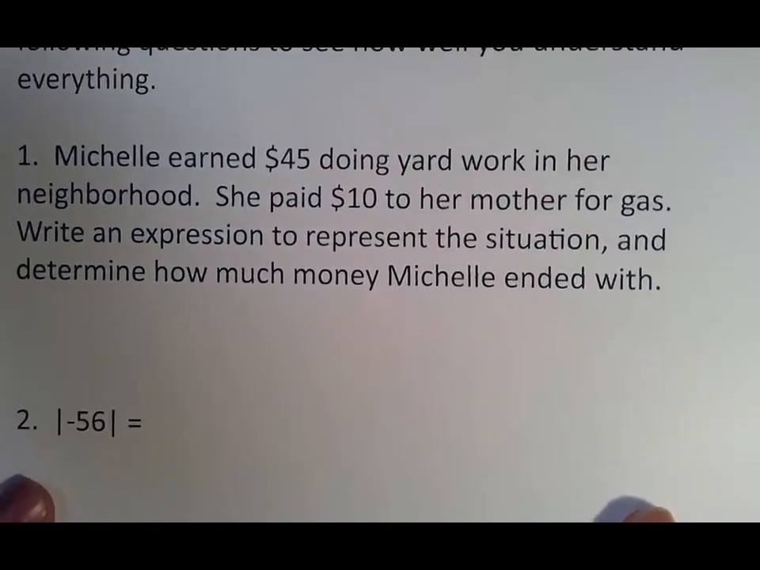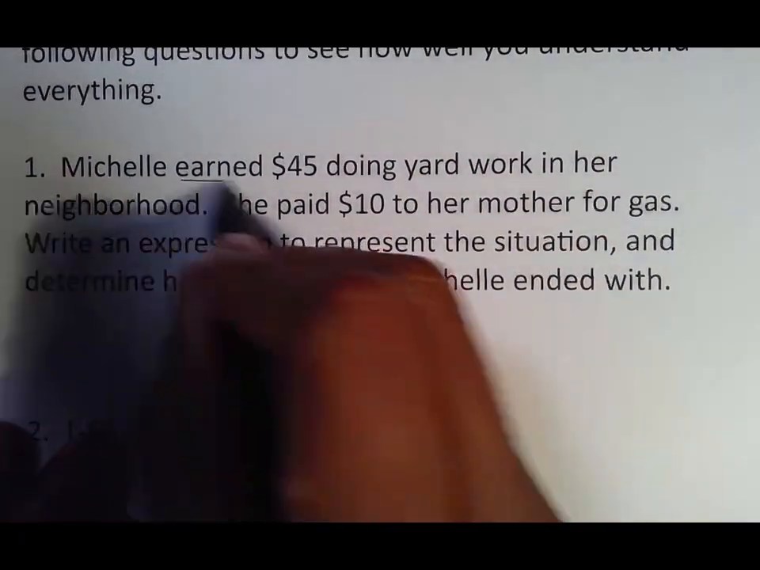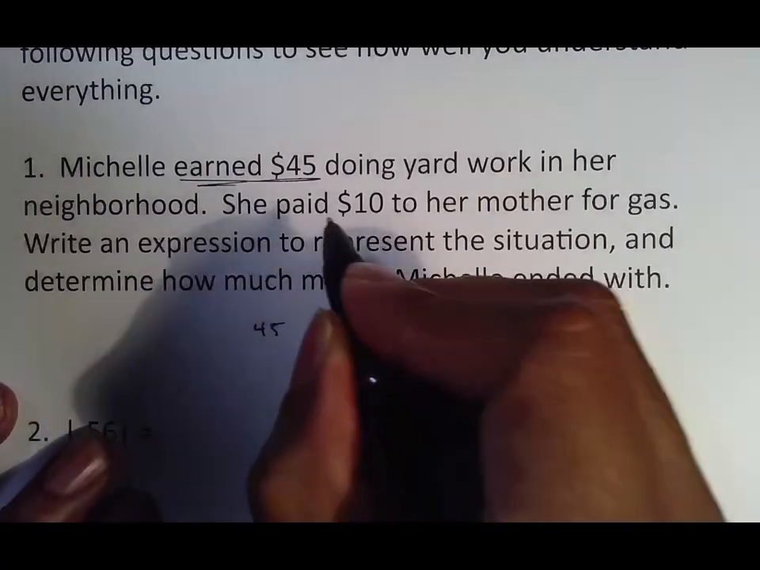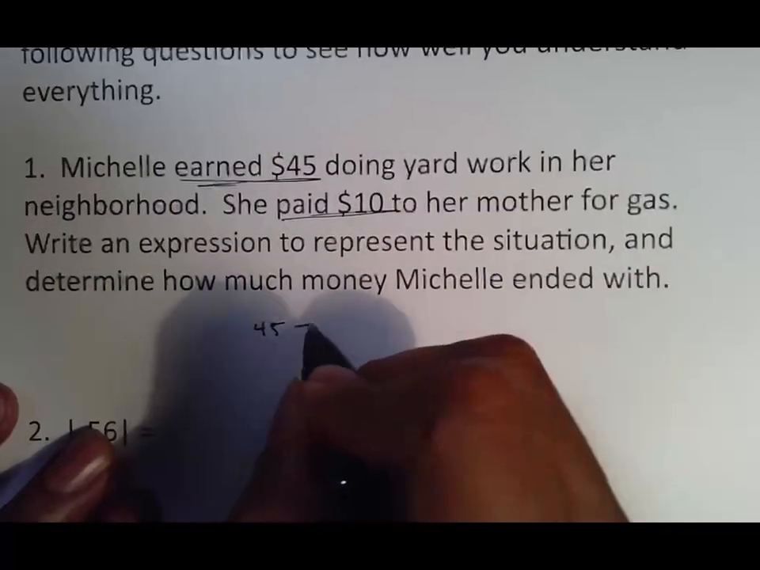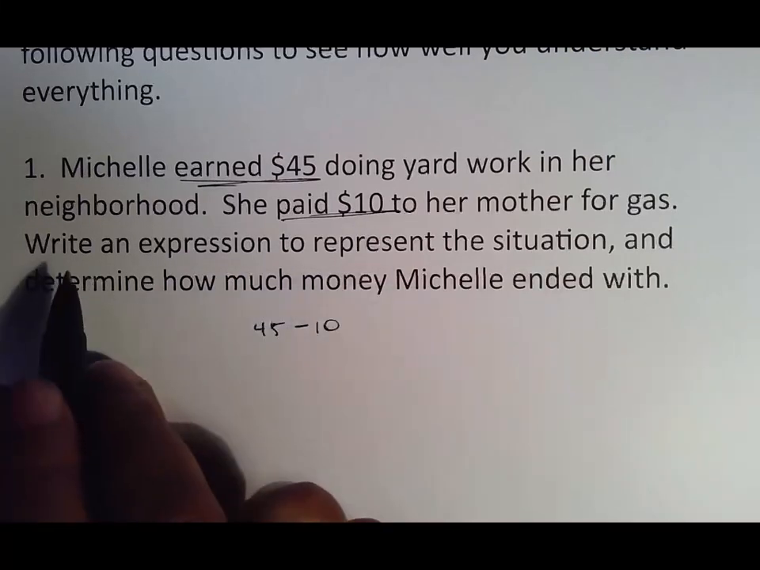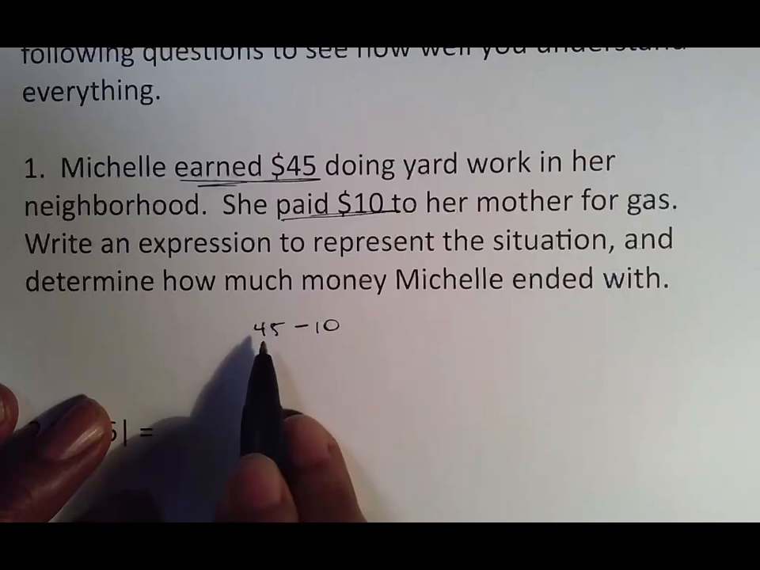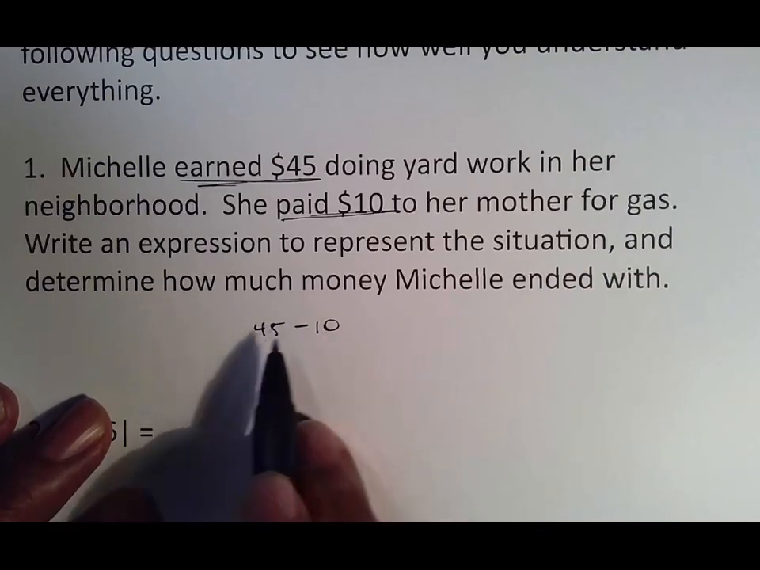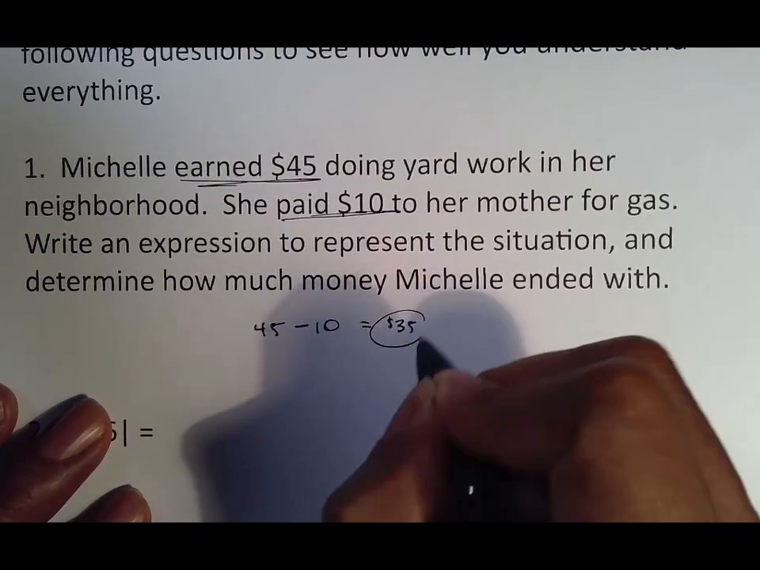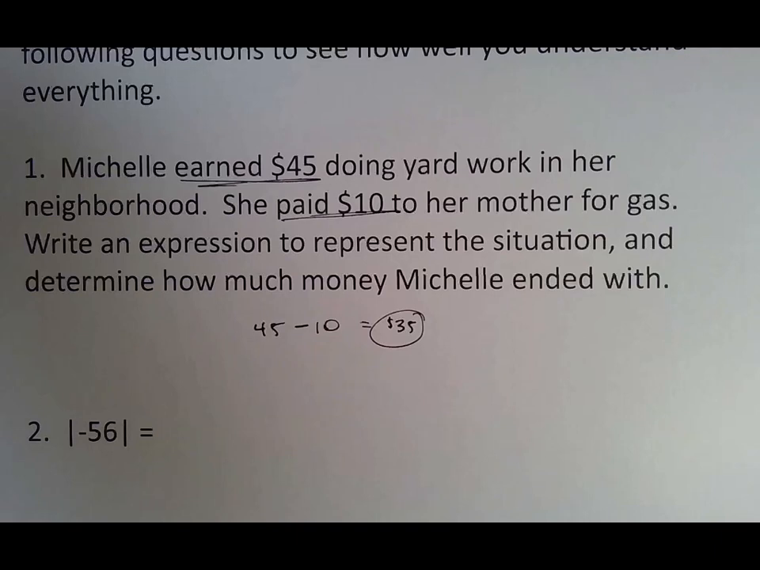Okay. Going back to number 1, if she earned $45, that means that that's $45 which adds to her amount. If she had to pay her mother for gas, that means she lost or spent 10 of that 45 to get there. This is the expression that they're saying. Write the expression, represent the situation. That'll be your 45 minus 10. This shows me that you understand where the numbers came from. And then, of course, 45 minus 10 is $35 is what she has in the end.